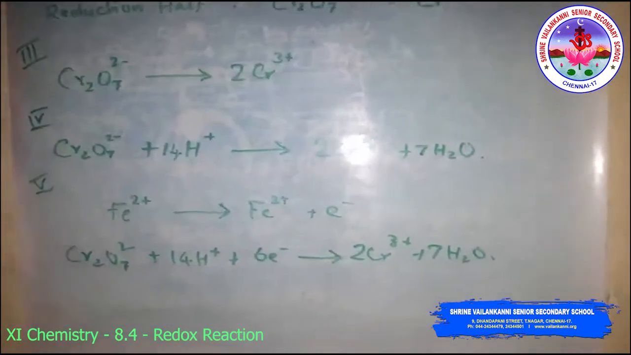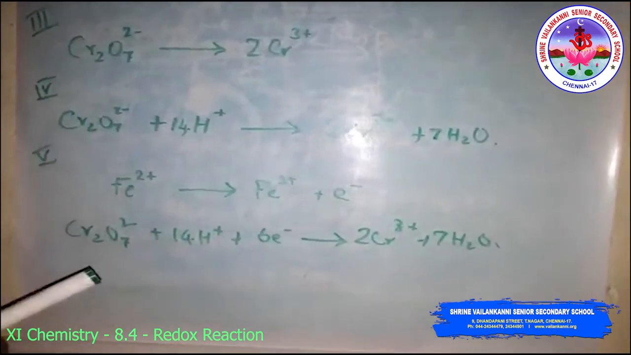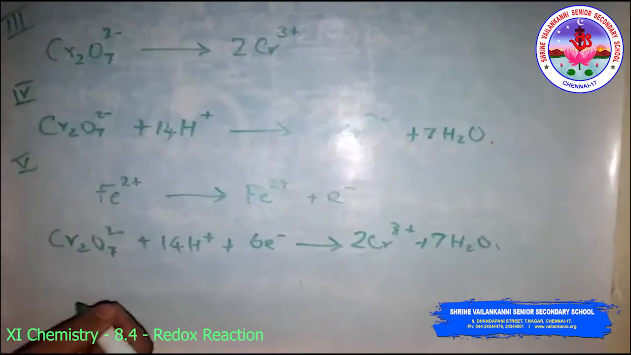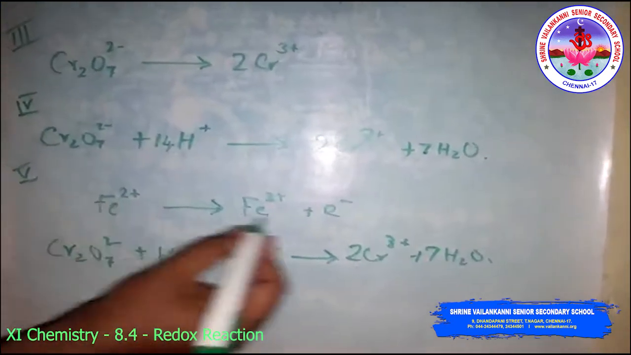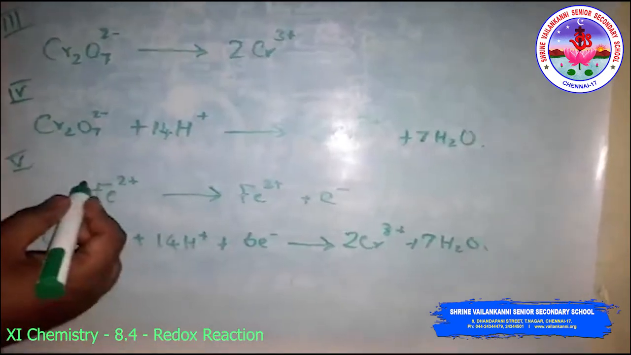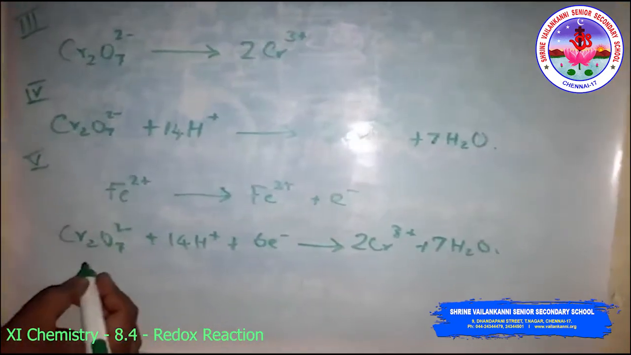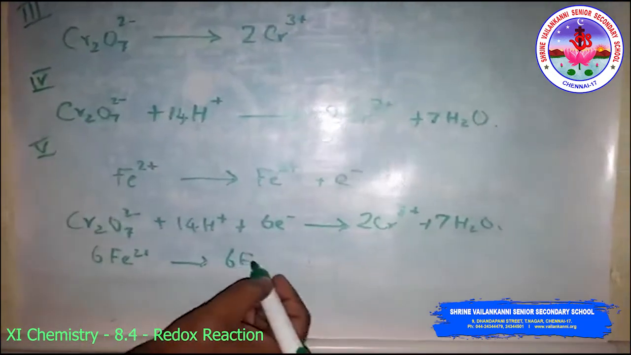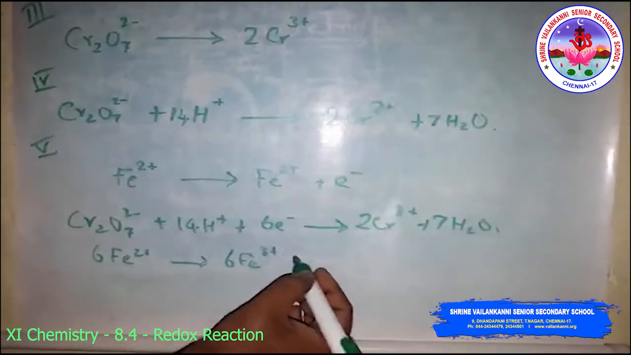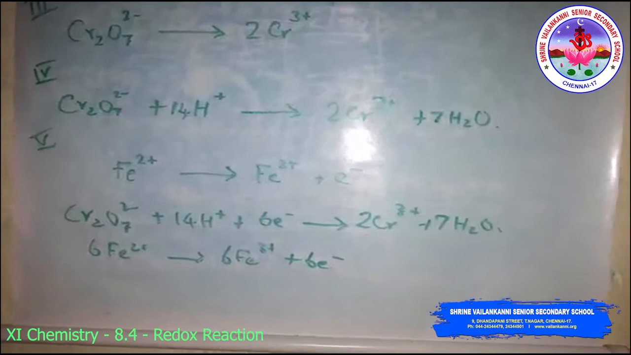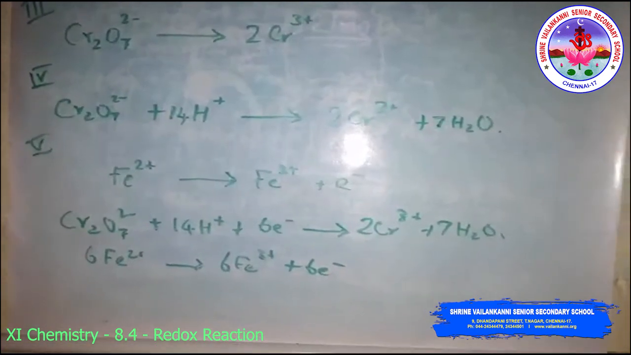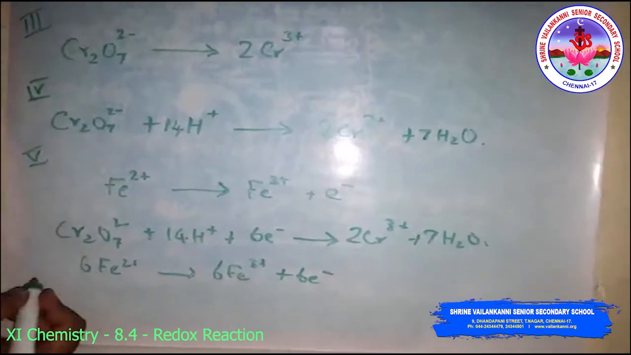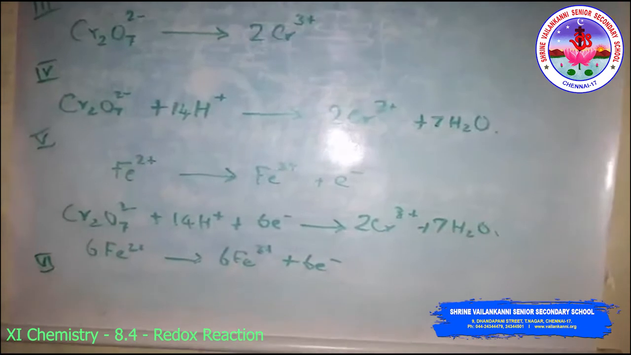Okay. Now to equalize the number of electrons in both half reactions, we can multiply the oxidation half reaction by 6, because of the 6 electrons you have to balance. So in this equation you have to multiply by 6. So 6 Fe2 plus gives 6 Fe3 plus plus 6 electrons. Okay. Now the number of electrons is equalized. See, we can write the step 6, that is the final step.